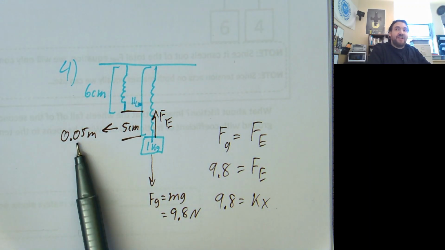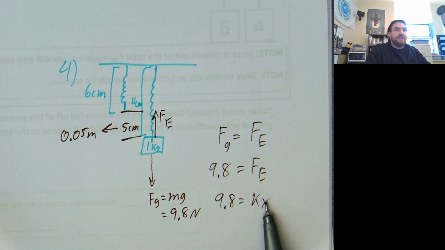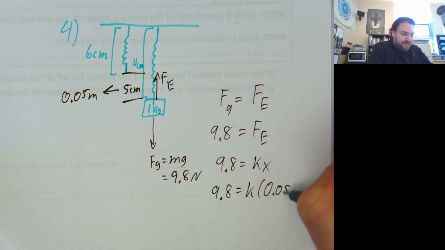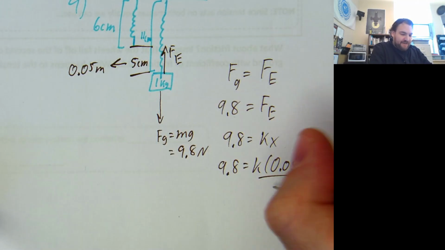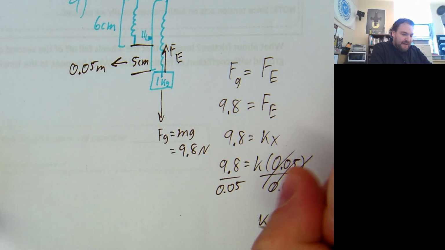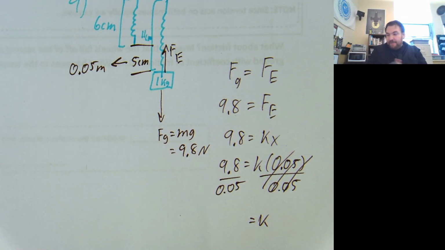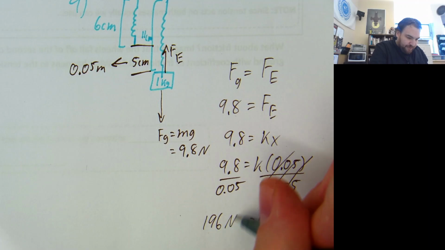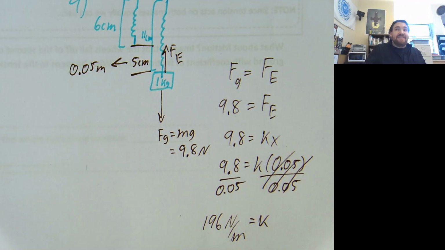And so now this is the extension that we can plug into here to figure out the K value for the spring. So we're going to get 9.8 is going to equal K times 0.05. To find K, I'm going to divide both sides by 0.05. And we're going to get a K value of something bigger. 9.8 divided by 0.05 is 196 newtons per meter. That is the K value for this spring.